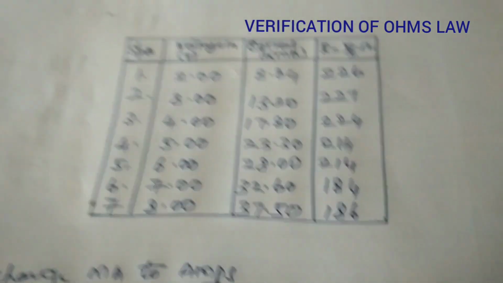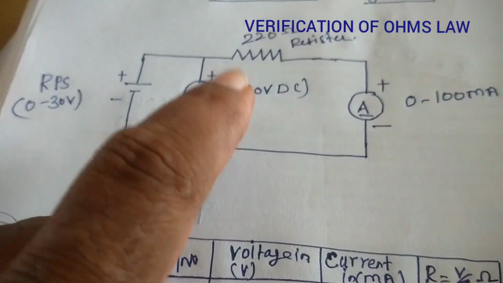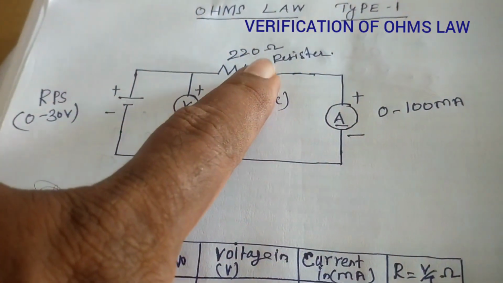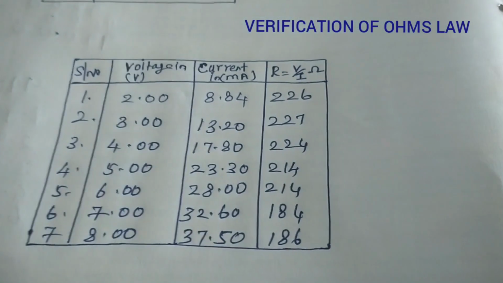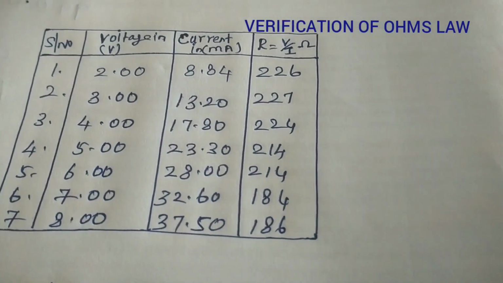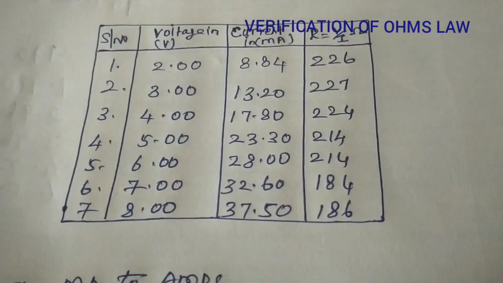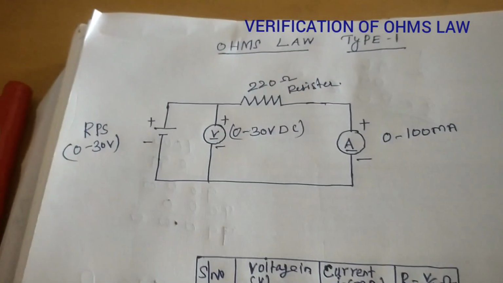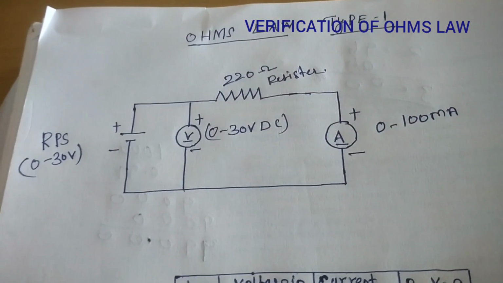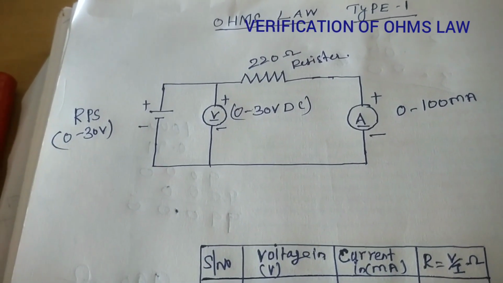So we are using a resistance of 220 ohms. So the value is near to 220 ohms. So thus we have verified Ohm's law according to the circuit and proved.